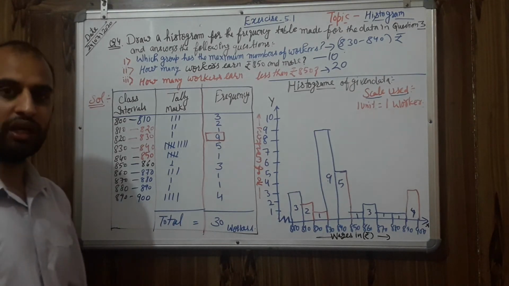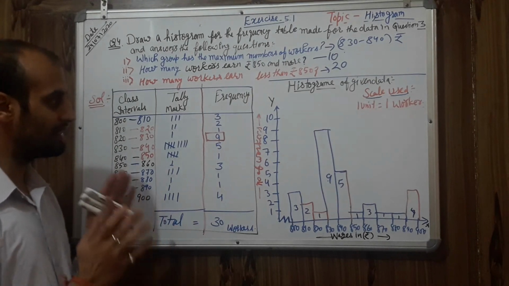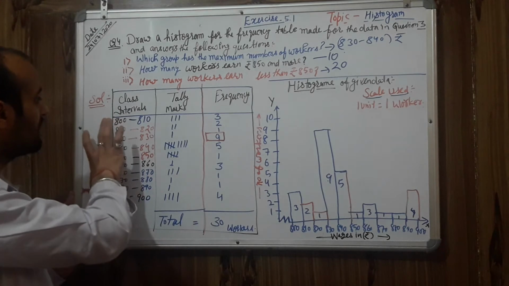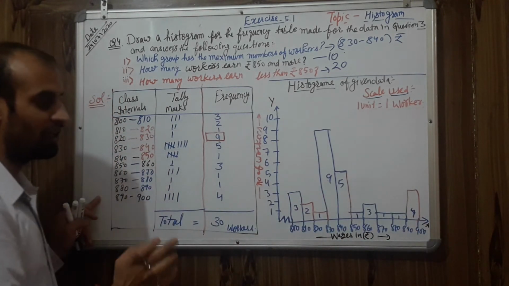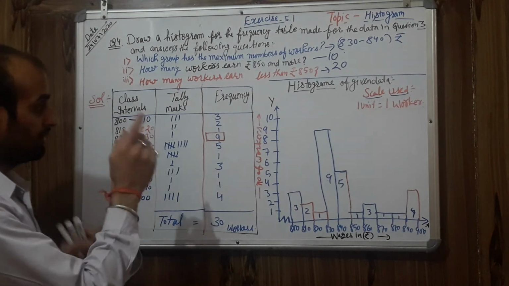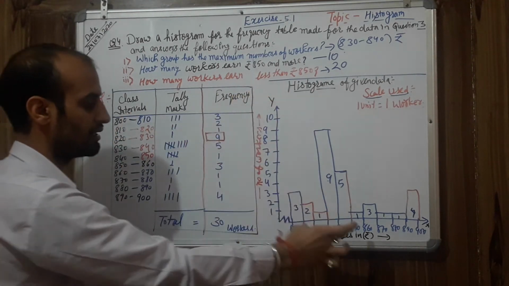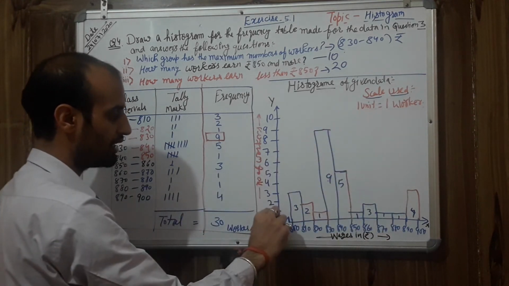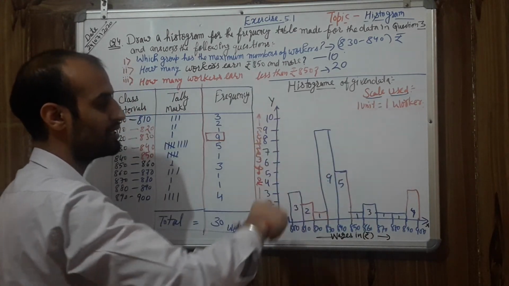So I hope, my dear student, you are able to understand how to draw a histogram. I want to tell you again: first, draw whatever data is given to you, then whatever intervals are given, draw them on the horizontal line. After that, frequency we take on this side. Here we have the number of workers. Then select the scale as I have selected: one small distance equals one worker. 2 means 2 workers, 10 means 10 workers.